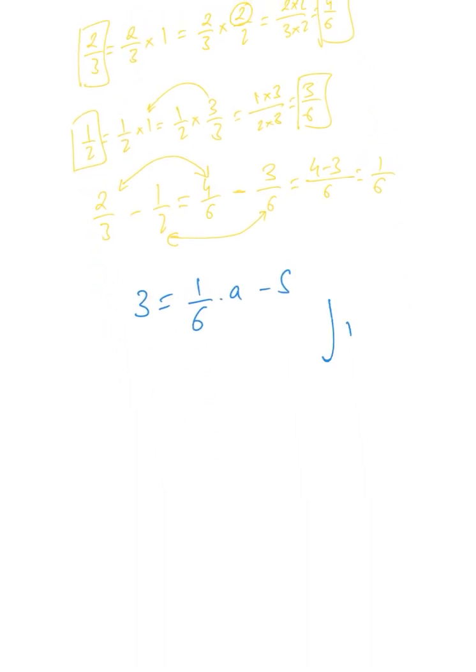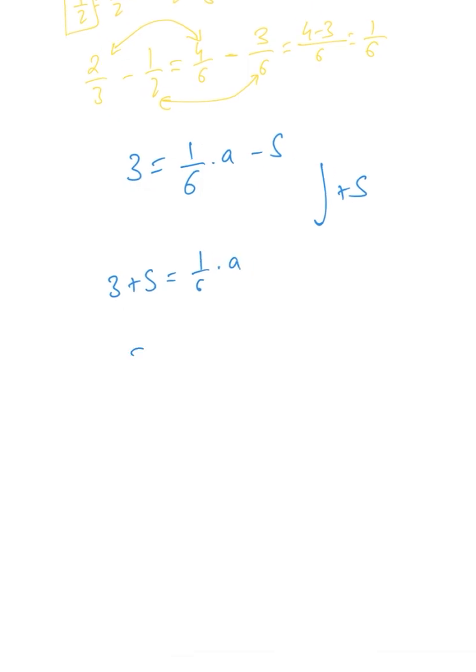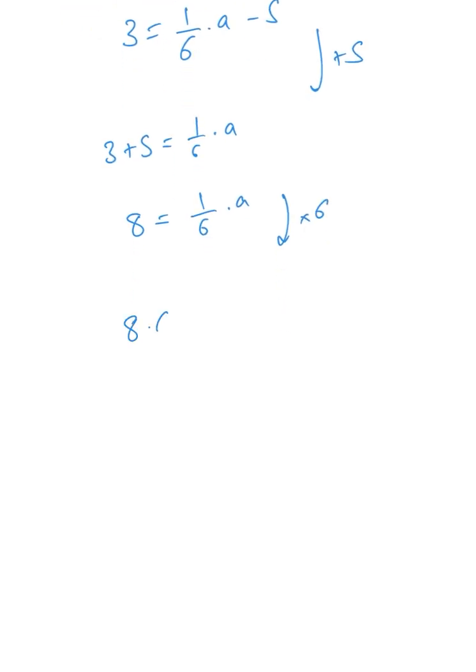Amazing. Now let's add 5 to both sides of the equation in order to have that 3 plus 5 equals 1/6 of A. So 8 equals 1/6 times A. And now let's multiply both sides of the equation by 6 so as to have 8 times 6 equals A. So 48 equals A. So A equals 48, and that is the answer to the problem.